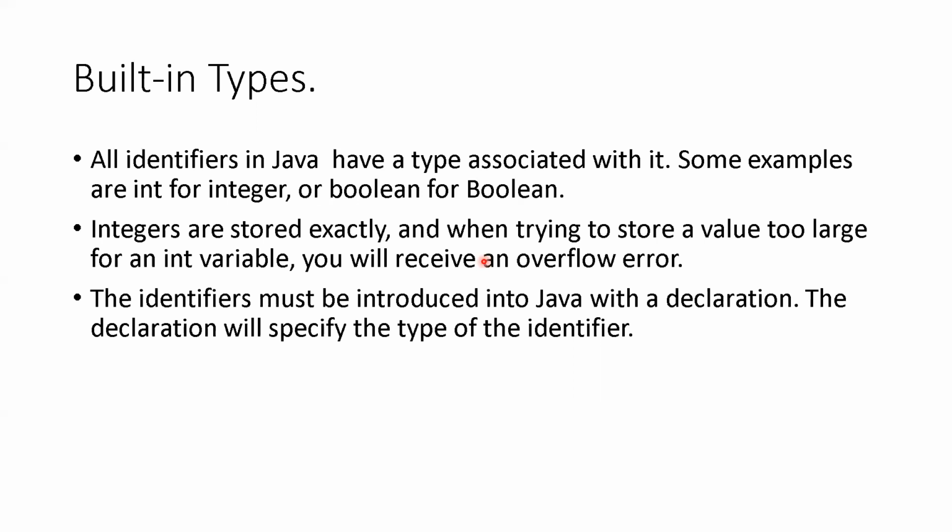So built-in types. All identifiers in Java have a type associated with them. For example, int is for integer and boolean is for boolean. Integers are stored exactly, and when you try to store a value too large for an integer variable, you will receive an overflow error. Identifiers must be introduced into Java with a declaration. The declaration will specify the type of the identifier.